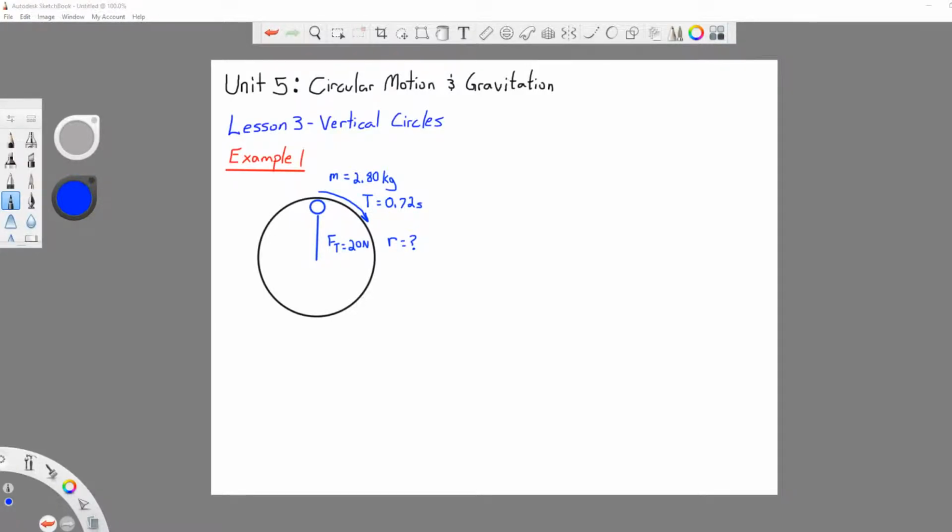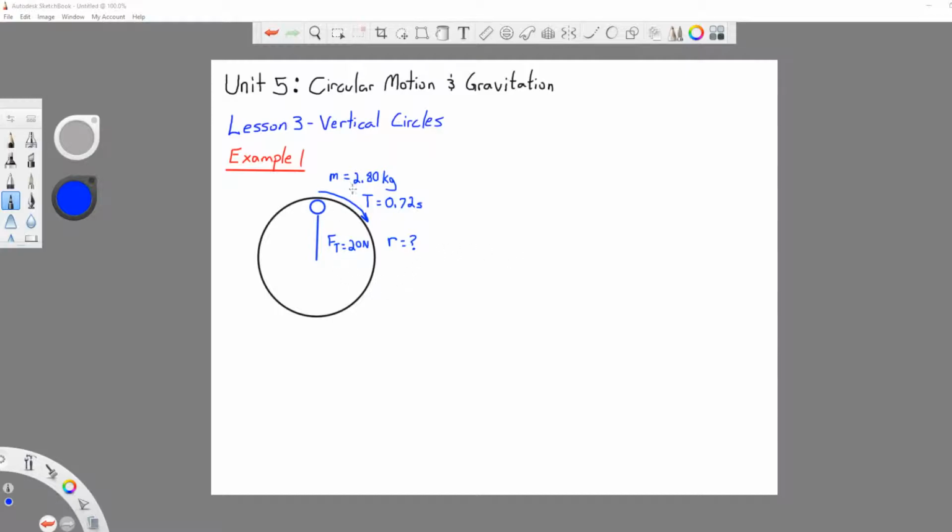All right, and welcome to Unit 5 on circular motion and gravitation, lesson number 3, vertical circles. Now, this lesson is going to talk about an object that's attached to a massless rod, and it's going to be spun around in a vertical circle with a period of 0.72 seconds. This question says if the minimum tension in the rod is 20 newtons, we need to determine the length of the rod. The length of the rod is going to be the radius of our circle.